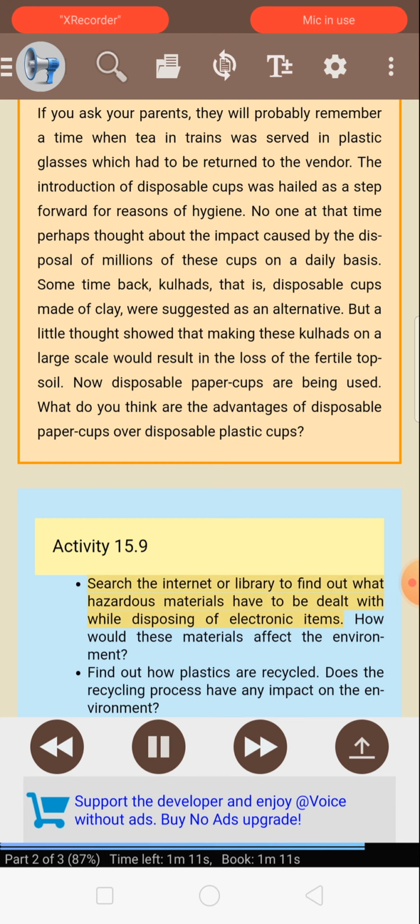Activity 15.9. Search the internet or library to find out what hazardous materials have to be dealt with while disposing of electronic items. How would these materials affect the environment? Find out how plastics are recycled. Does the recycling process have any impact on the environment?